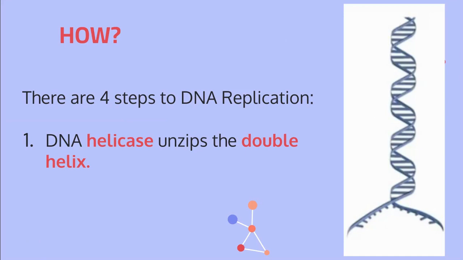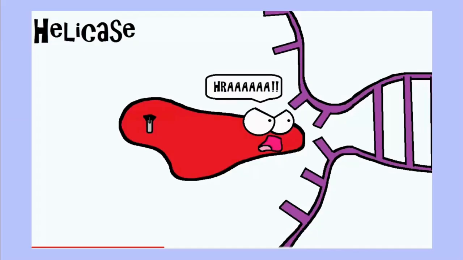There are 4 steps to DNA replication. The first step is to get to that genetic information, those bases. So we have to open up the double helix. Remember that it's hydrogen bonds that hold our bases together. So there's this player called DNA helicase. DNA helicase unzips the helix, essentially plowing through and opening up those hydrogen bonds.